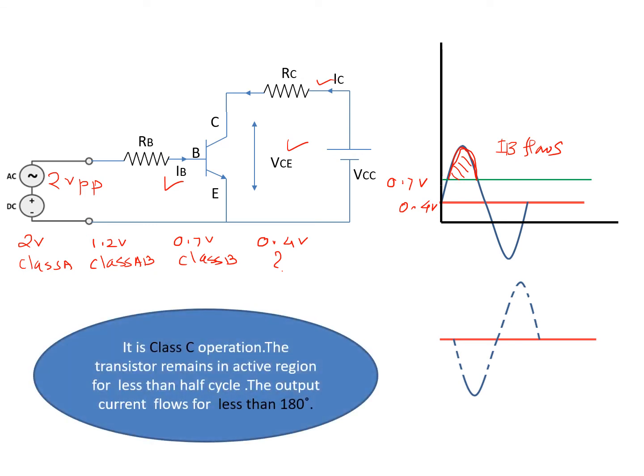In this, the transistor remains in active region for less than half cycle and the output current flows for less than 180 degree. Now for 0.4, we are getting class C operation. So these 4 operations we got by changing the DC voltage. Now all the operations we have seen theoretically. Let us see all these classes practically in the next slide.